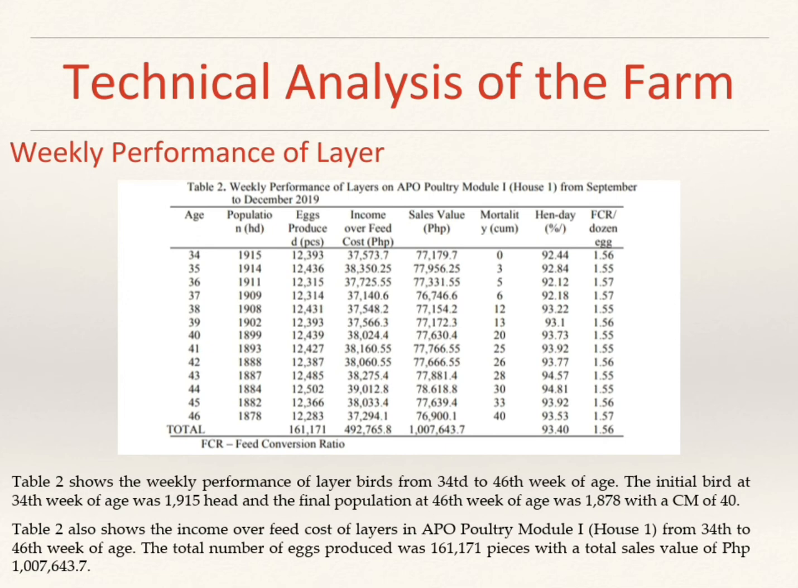Table 2 also shows the income over feed cost of layers in APO Poultry Module 1 from the 34th to the 46th week of age. The total number of eggs produced was 161,171 pieces, with a total sales value of 1,007,643 pesos.